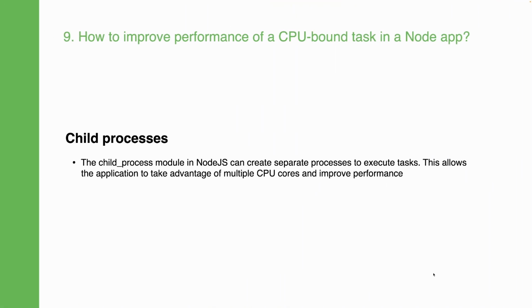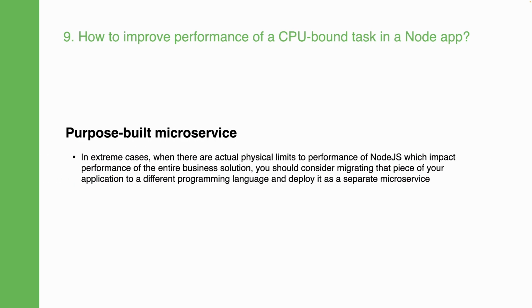But back to the main subject of improving performance of CPU-bound tasks. In extreme cases where the performance limitations of Node.js impact the entire business solution, you might consider migrating that part of your application to a different programming language altogether and deploying it as a separate microservice. Now, this approach can offer significant performance gains, but introduces network latency and increases the complexity of your system. It's a trade-off that should be carefully considered.